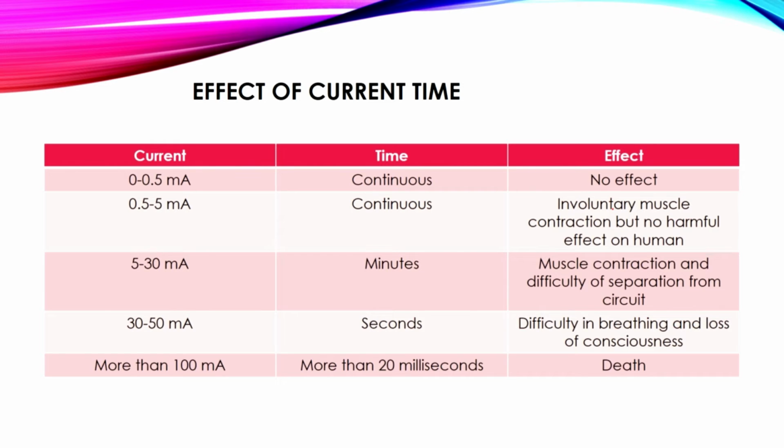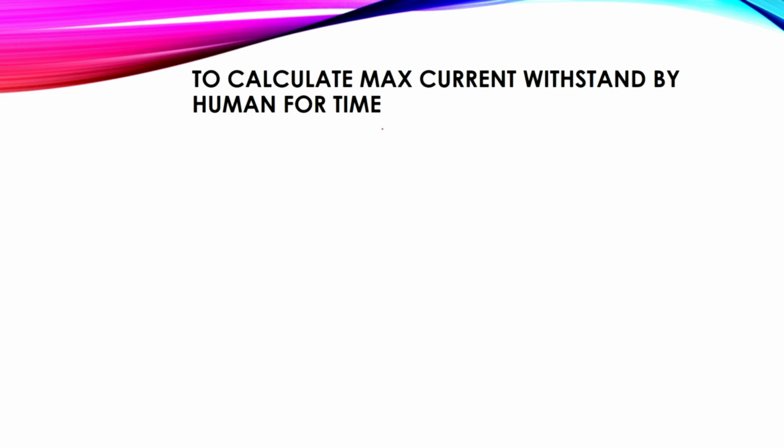So in this table we see the amount of current and the time exposed to it and its effect on the human body. We'll see that in the earthing system we need to protect the human against these values of current, and how the earthing will protect the human from this amount of current. But first let's see the maximum current that the human can withstand with respect to time. Approximately, the current that the human can withstand with respect to time is equal to 116 milliampere over the square root of the time in seconds.